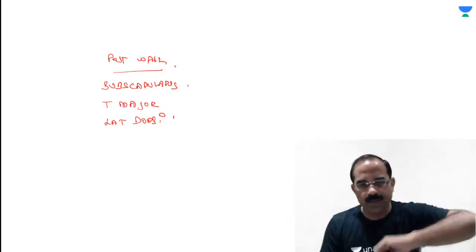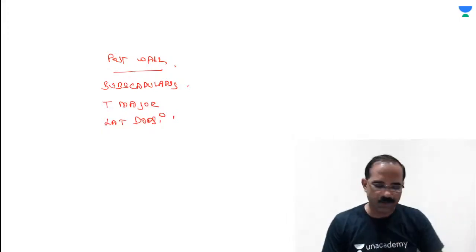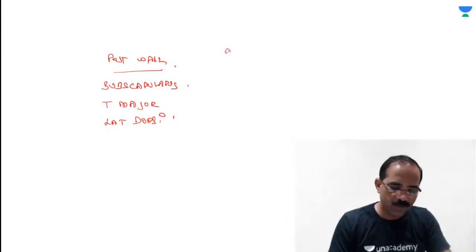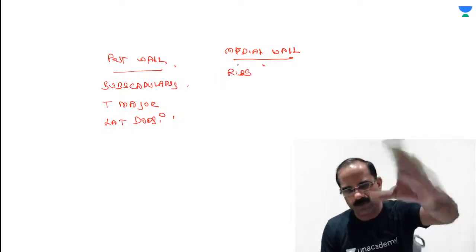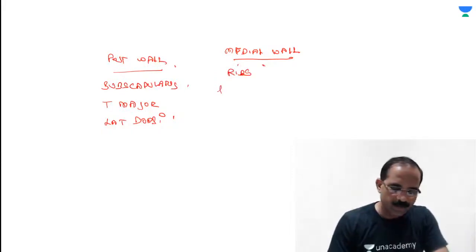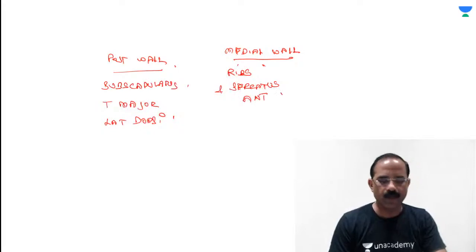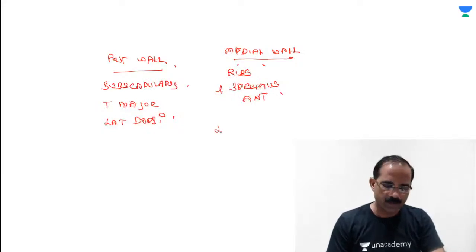So anterior wall is clear to all of you. The posterior wall is clear to all of you. Now, what is the medial wall formed by? Medial wall is formed by the ribs, upper eight ribs, huh? To be specific, upper eight ribs, and a muscle which begins from the ribs. What's that? Serratus anterior.